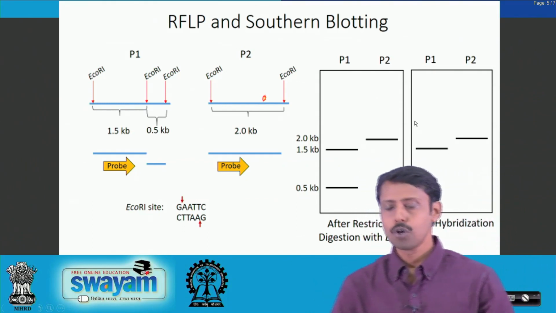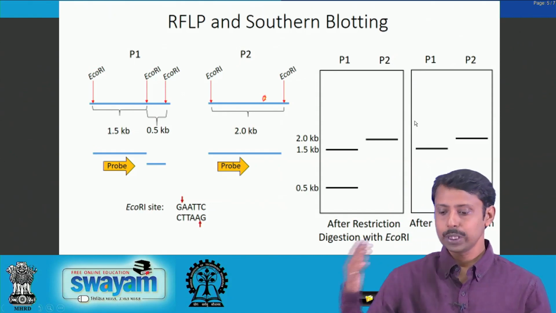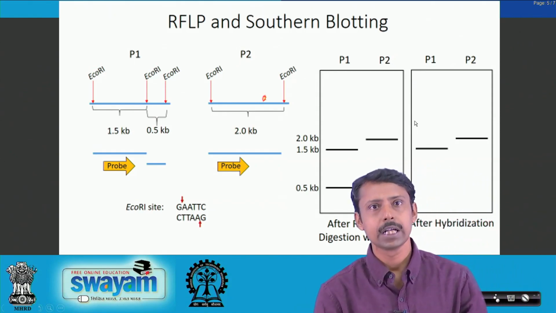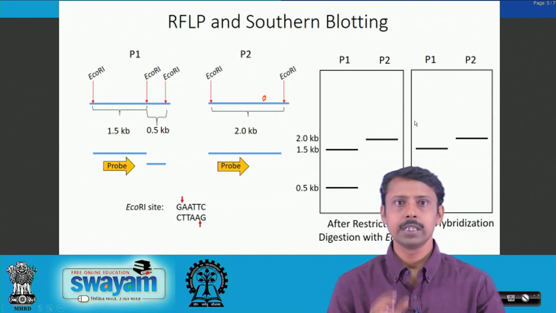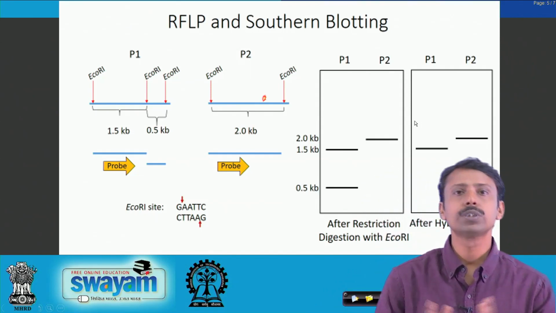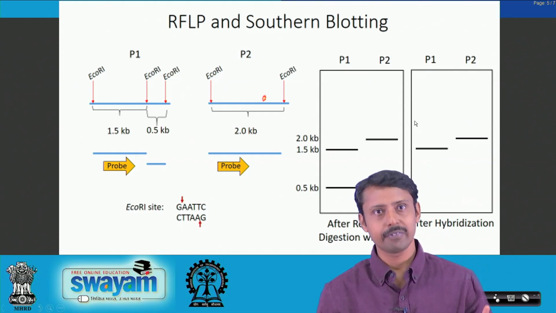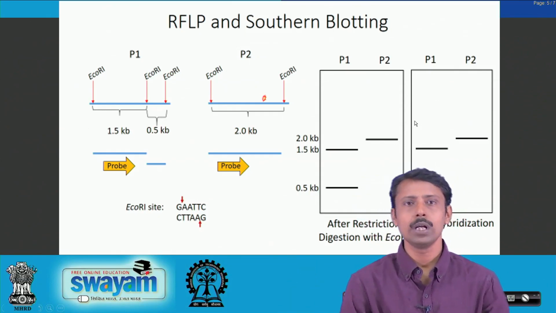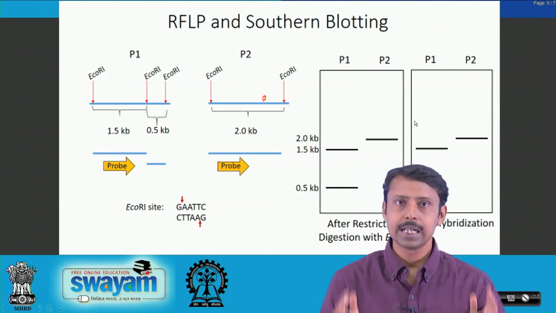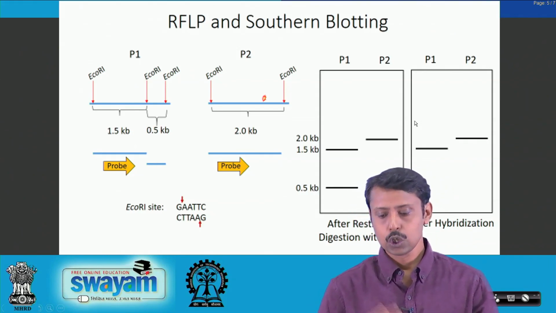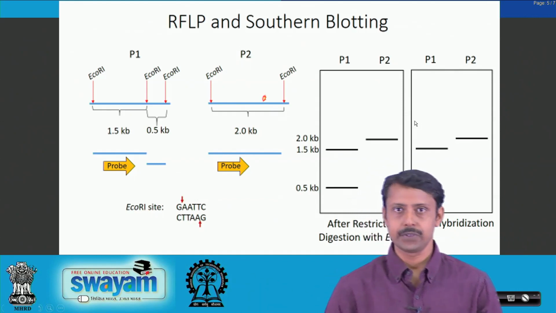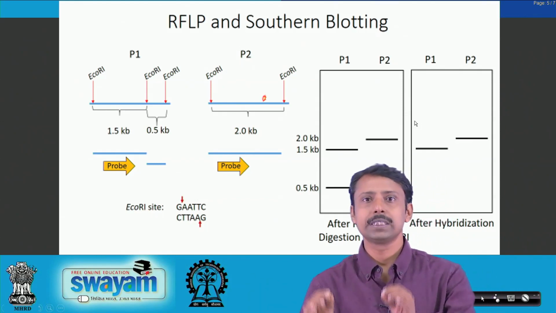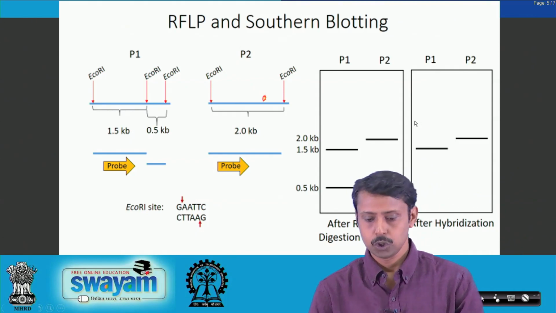Now, we have to go for Southern hybridization. For hybridization, what do we need? We need a particular probe. A probe is nothing but a known sequence which is first labeled either with a radioactive molecule or with a non-radioactive molecule, and thereafter that labeled DNA sequence helps us identify its presence or absence at a particular position.